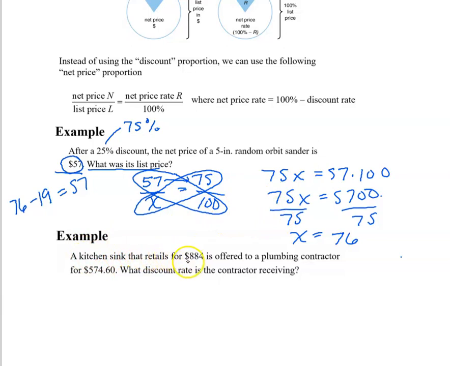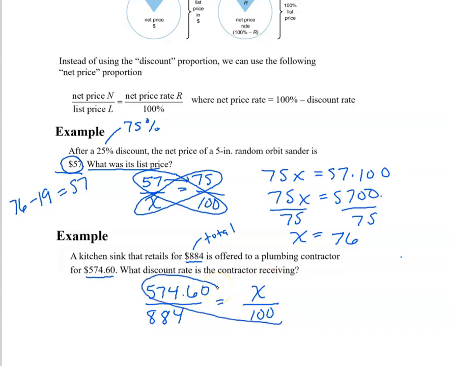A kitchen sink that retails for $884. So this is the total cost, right? It's offered to a plumbing contractor for $574.60. What discount rate is the contractor receiving? So this plumber is getting a sink that started out being $884, and they're getting it for $574.60. So we want to figure out, what part are they actually paying for? What are they paying for out of 100%? So we would multiply this stuff.